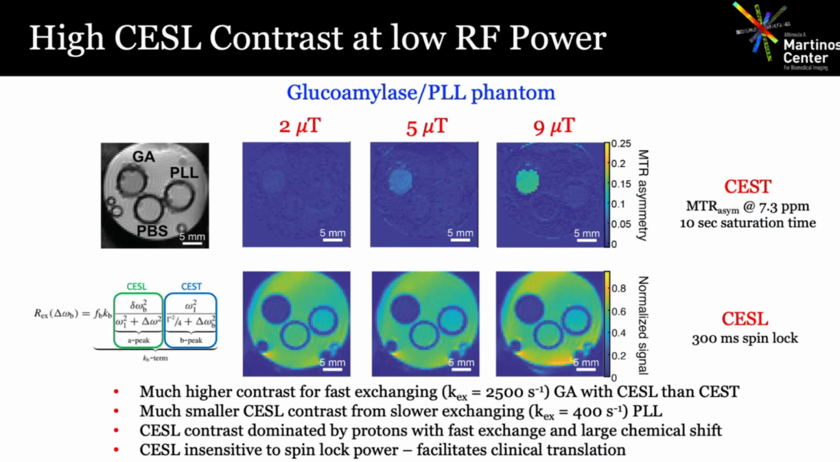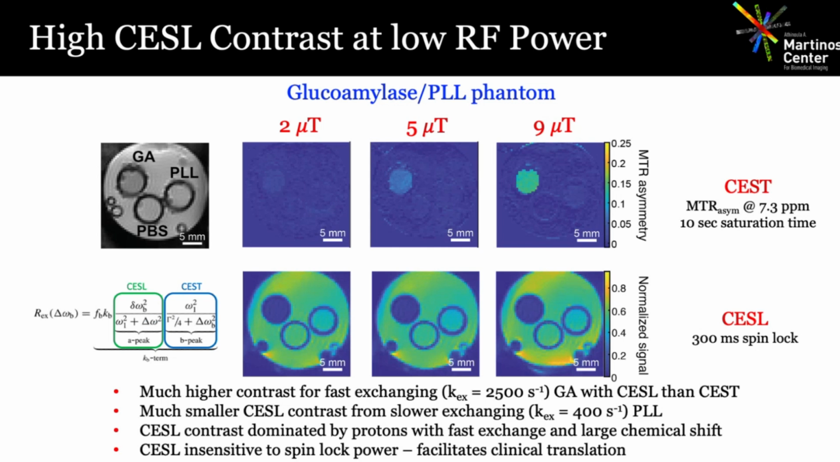And here again, just demonstrating glucoamylase and polyl lysine. This is the CEST spectrum, and this is the spin lock. You can see you get very large contrast for glucoamylase, basically almost nothing for the polyl lysine. So you get much higher contrast using the spin lock for these fast exchanging protons. And you also notice that as a function of saturation power, 2, 5, 9 microtesla, there's no difference in the contrast for the spin lock approach.